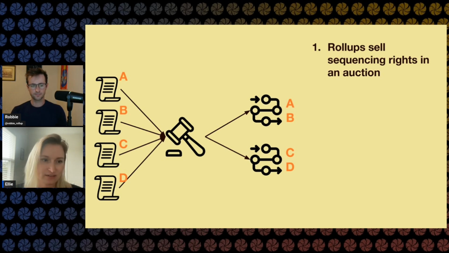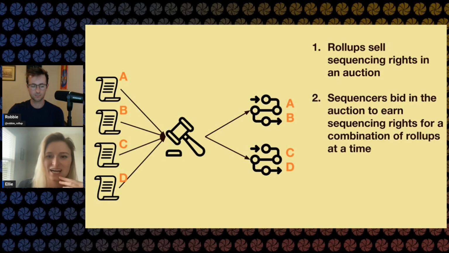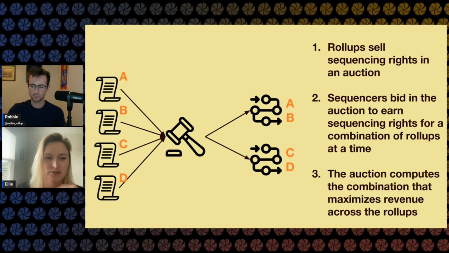designate these sequencing rights. So the auction will run a combinatorial auction. It'll consider all of the different possible combinations that people have bid on, and it'll choose the one that maximizes the revenue across all of the rollups. And so this is really great. And then how this works is, step one, rollups sell their sequencing rights to the auction. Sequencers bid in the auction to earn the sequencing rights, and then the auction computes this maximum revenue across rollups. This is what the marketplace fundamentally is.